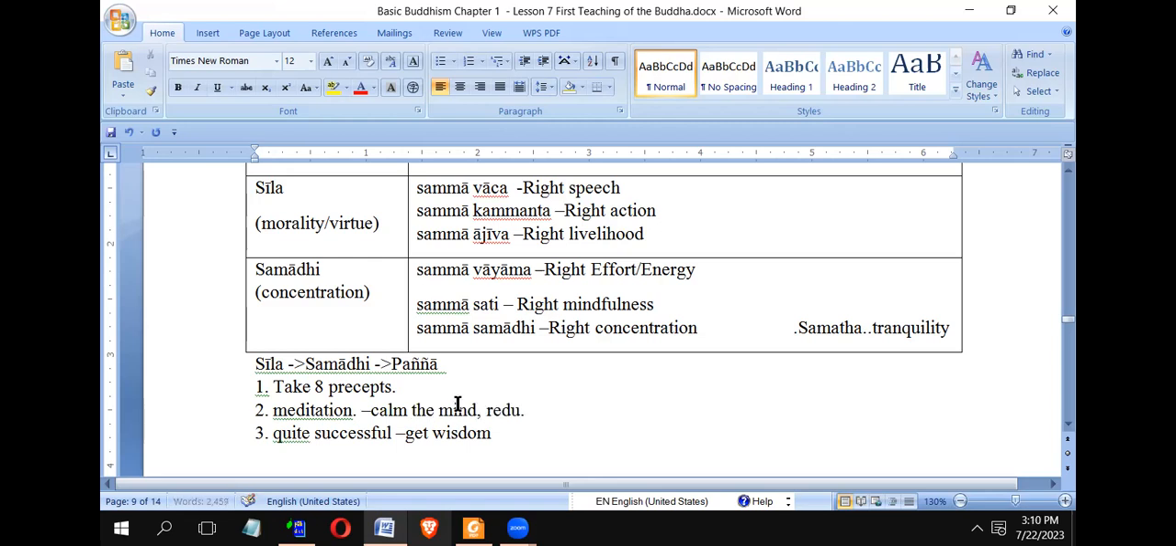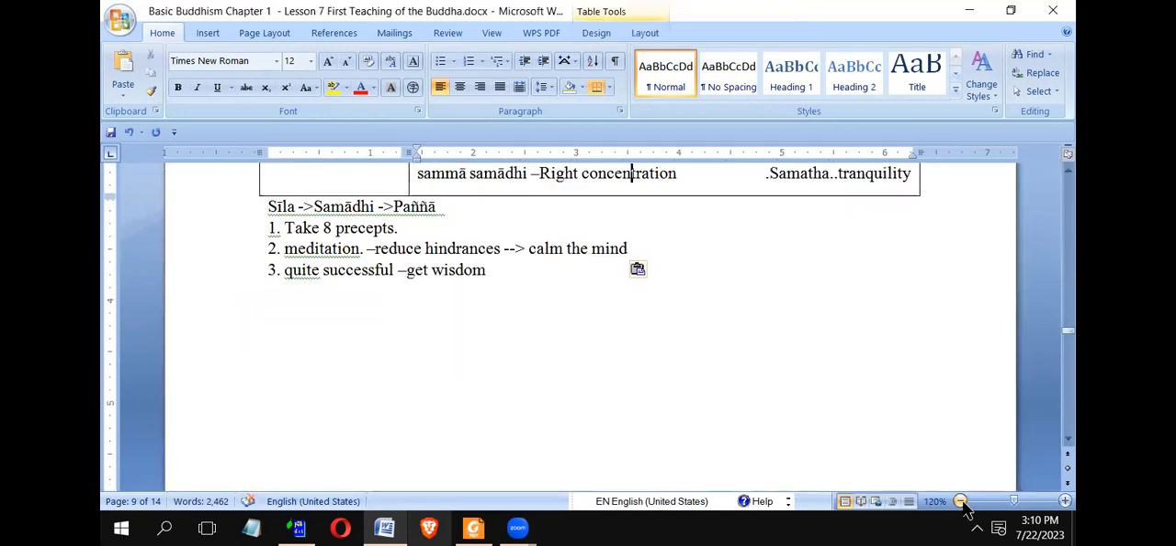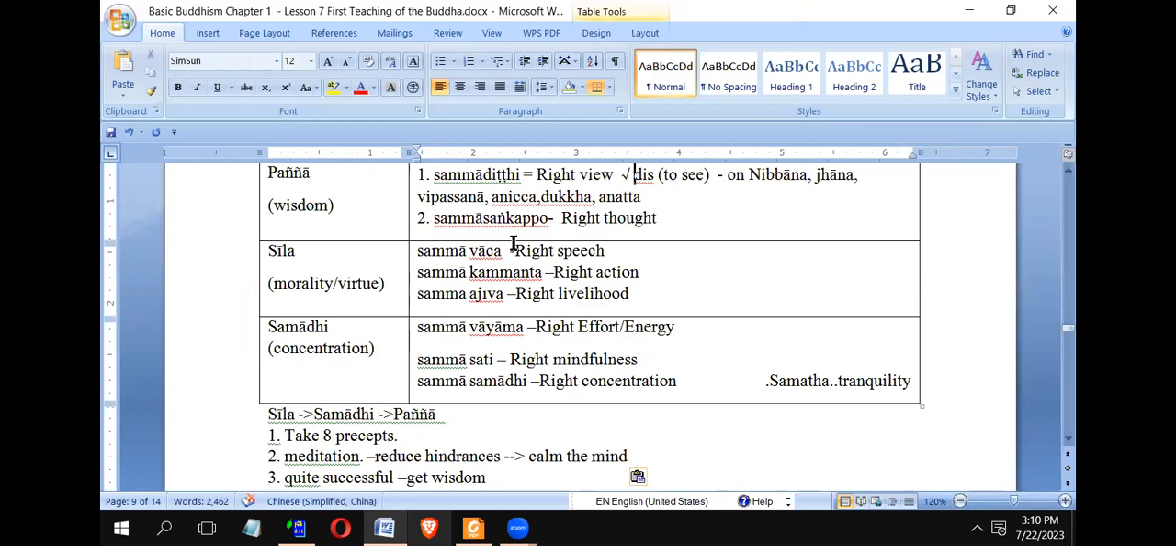So you need to reduce the hindrances. That's the first thing that you need to do. In any meditation center you go to, you must make your mind calm. At first you need to reduce the hindrances. After the hindrances are no more, then your mind can calm down. So reducing hindrances leads to the mind calming down. Now the question is, according to the formula, it is Sila, Samadhi, Panya.